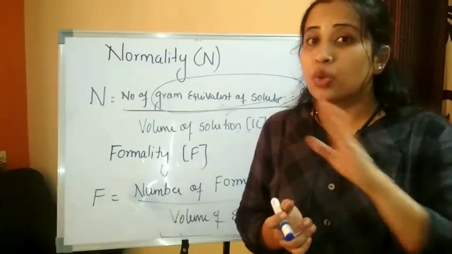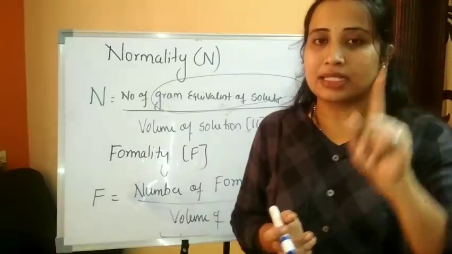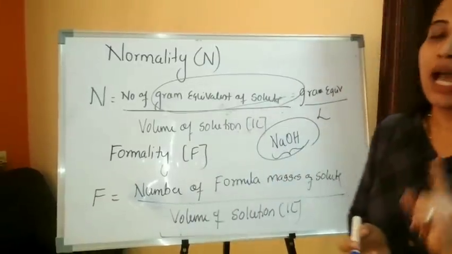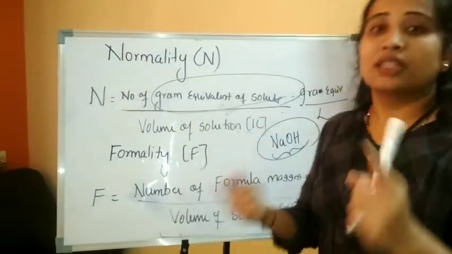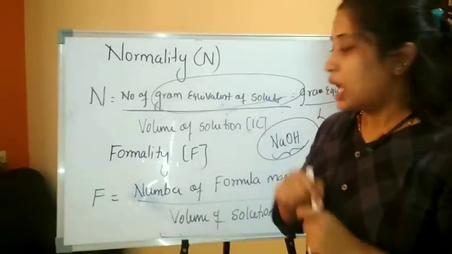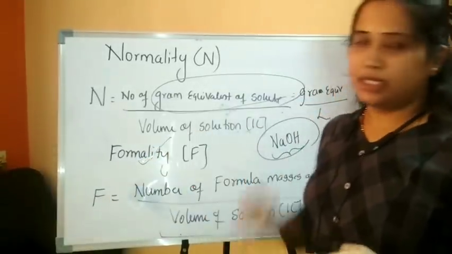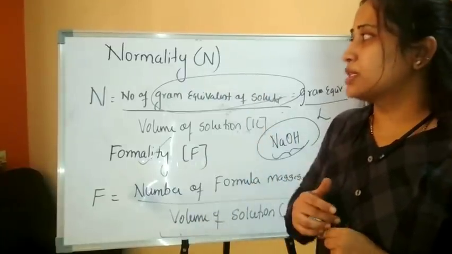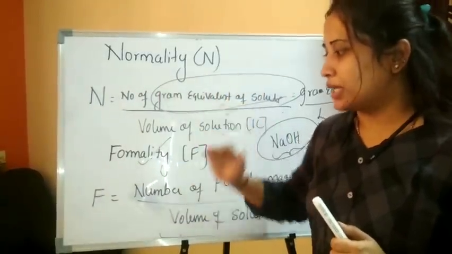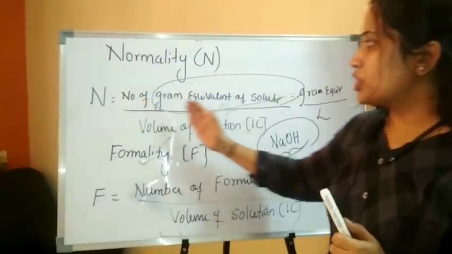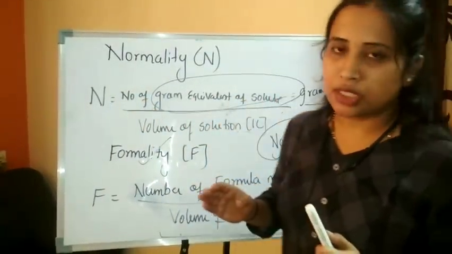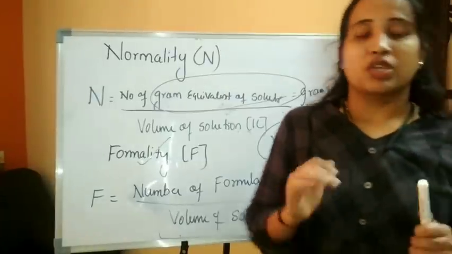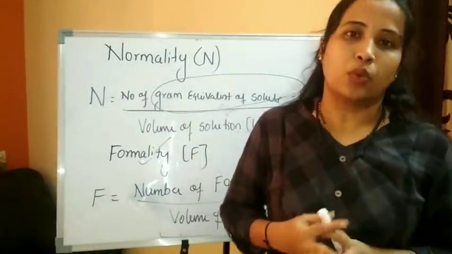So where no discrete molecules are present, in such cases, especially for ionic compounds, to prepare the ionic compound solution, we are going to use the formality instead of the molarity, okay. I hope the normality and the formality are clear. For more information regarding the gram equivalent weight of the solute, I will definitely mention it in the description box. You can observe it over there.